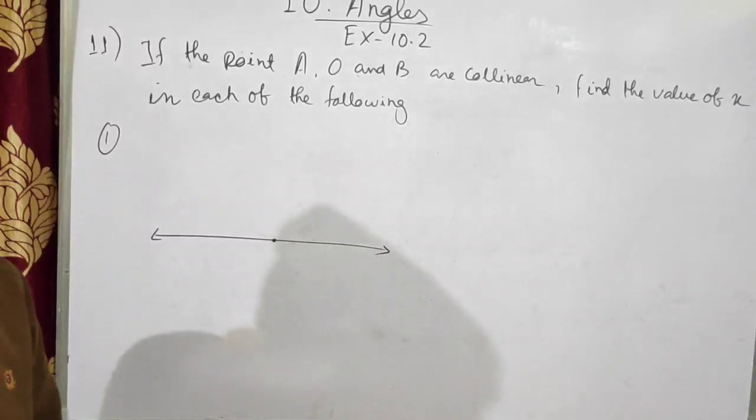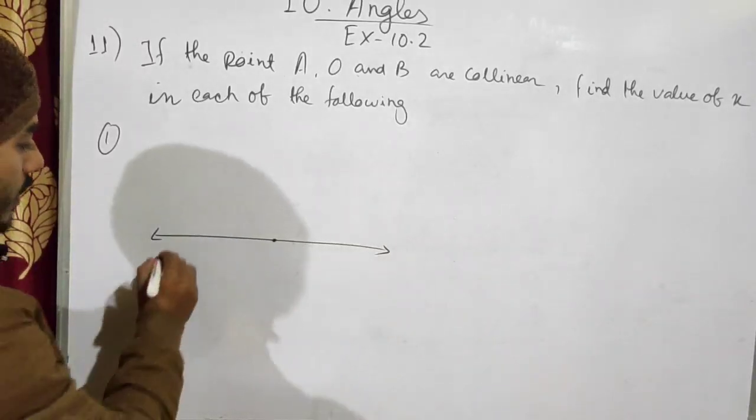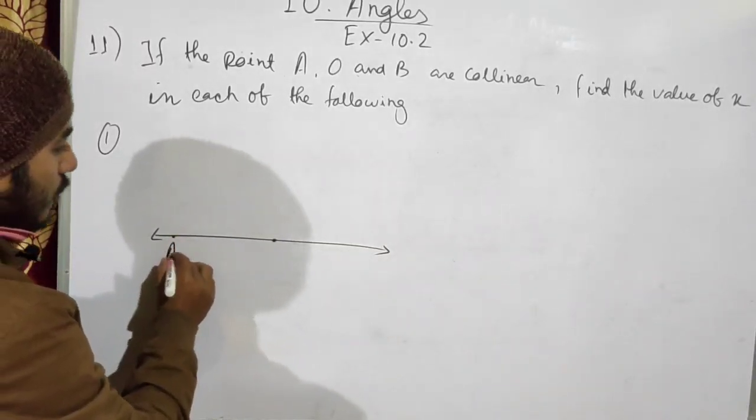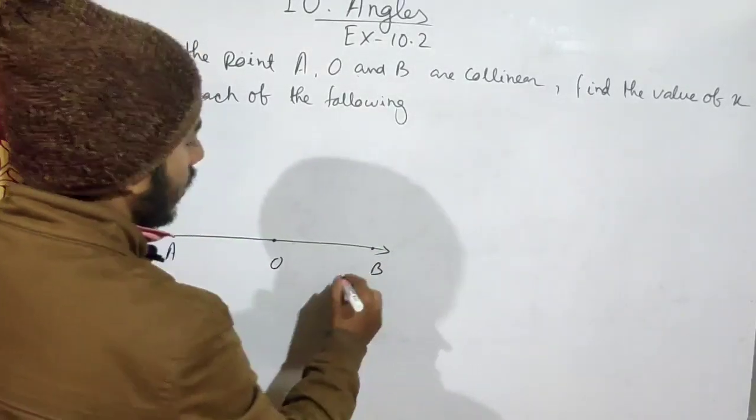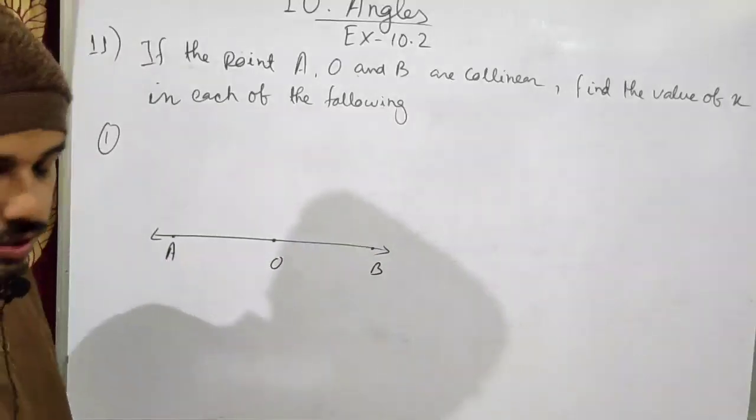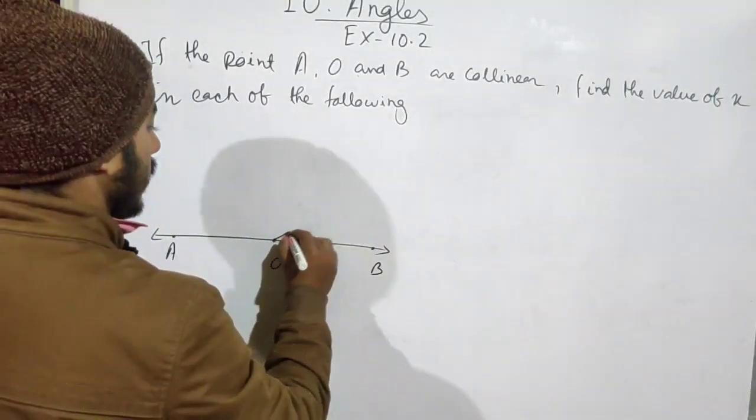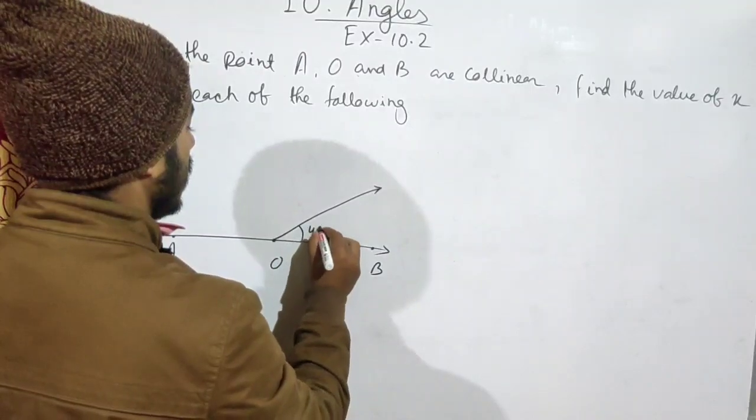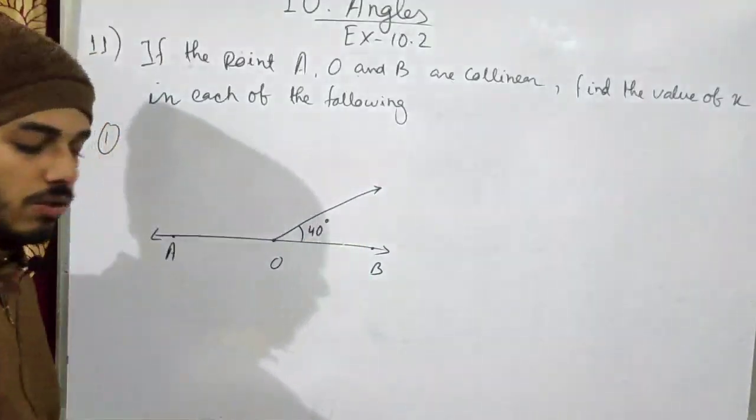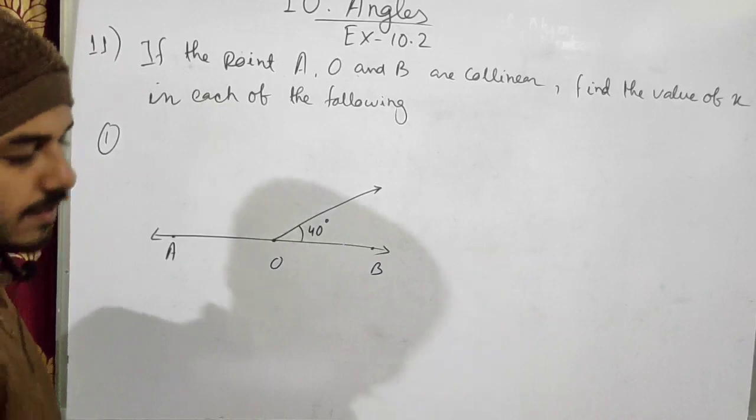Clear? So first, this point is A, this point is O, and this point is B. Now the first angle is 40 degrees. For example, without measuring, we are drawing this angle as 40 degrees. Next is x.